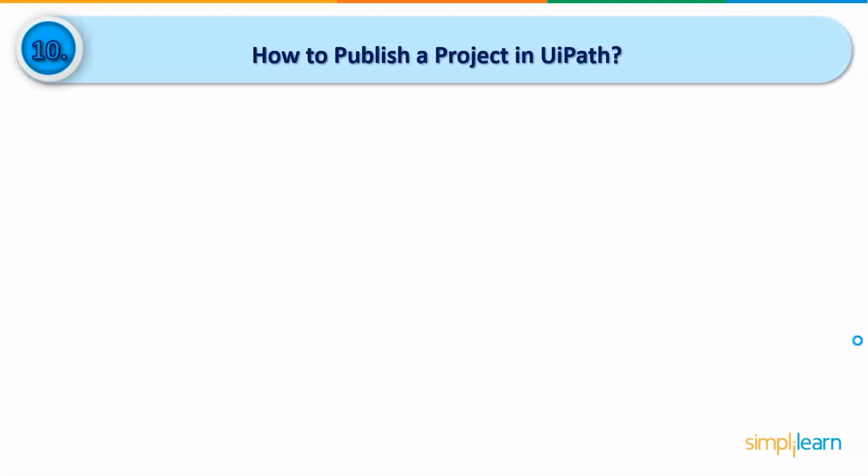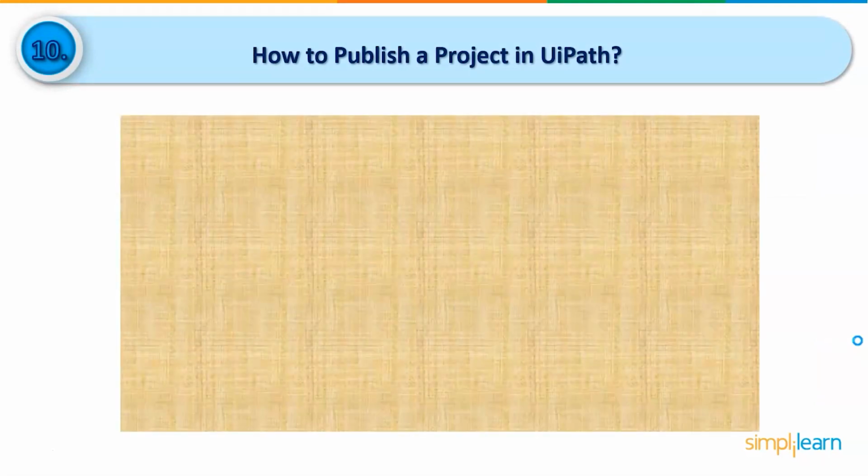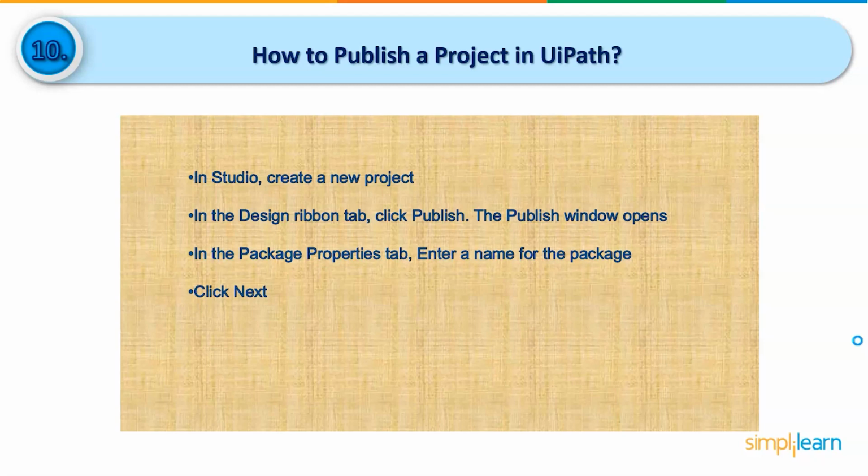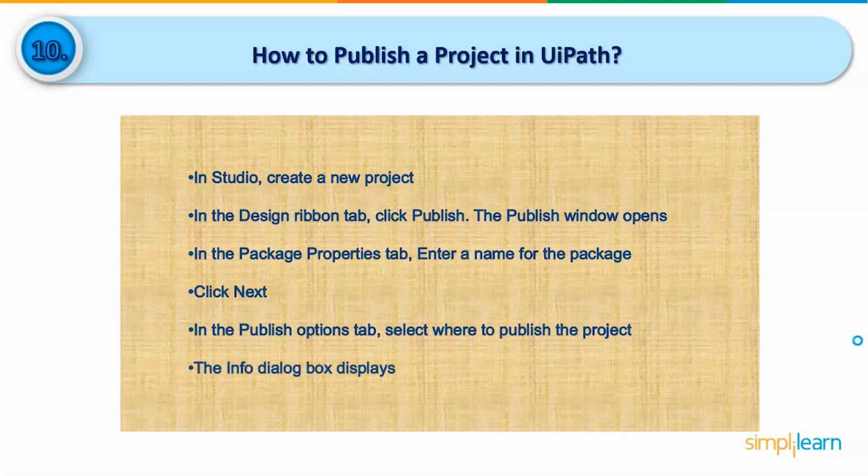How to publish a project in UiPath? To publish a project in UiPath, first create a new project. Then in the Design ribbon tab, click Publish. The Publish window will open. In the Package Properties tab, enter the name for the package, then click Next. In the Publish Options tab, select the location where you want to publish your project, and finally, the information dialog box displays. So let's see a demo.